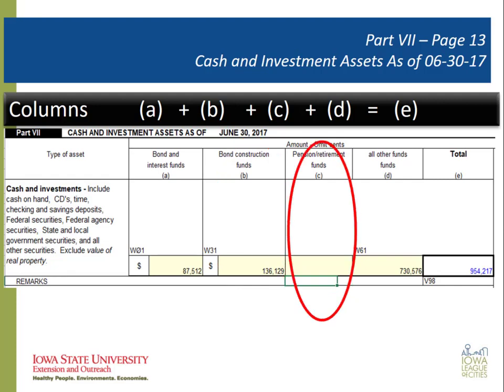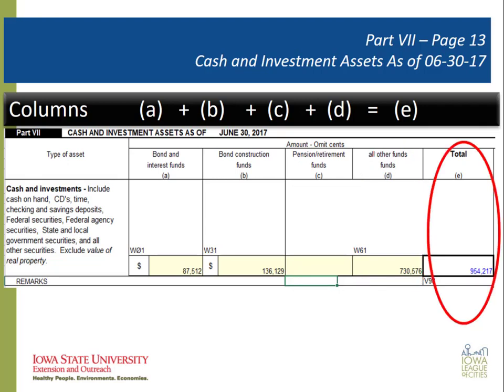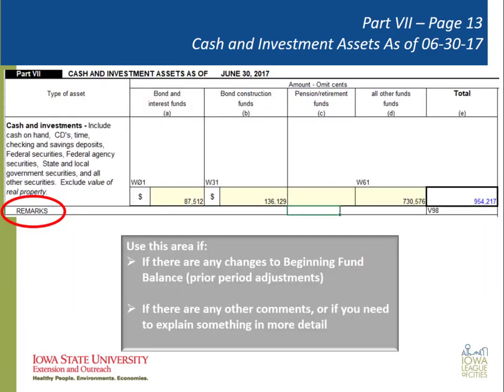Here's the column where you're going to put your pension and retirement funds, like we talked about for possibly a 411 fund. And column D is where you're going to have all of your other funds represented. Column E is the total of all of those columns. Does that number look familiar? Of course it does. It is your ending fund balance for June 30th, 2017.